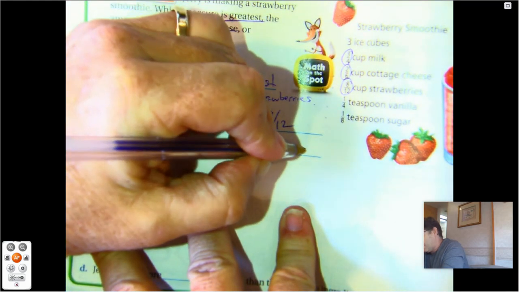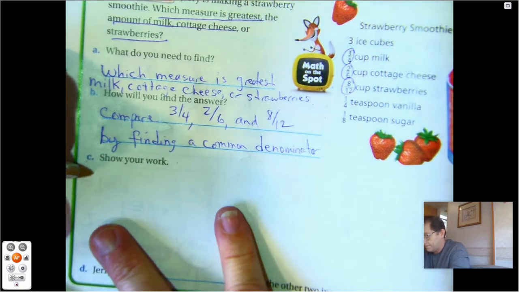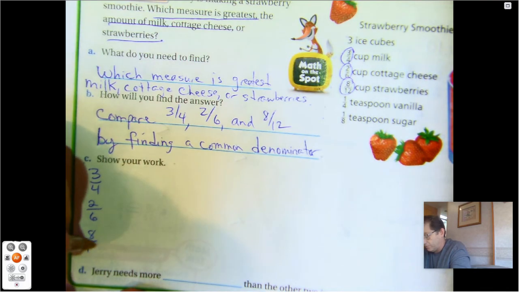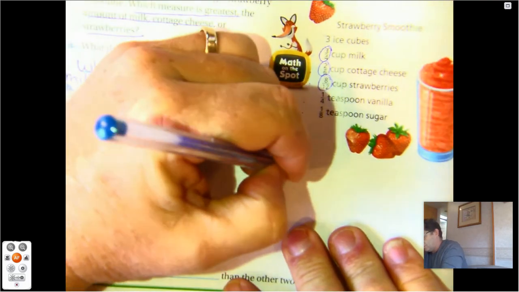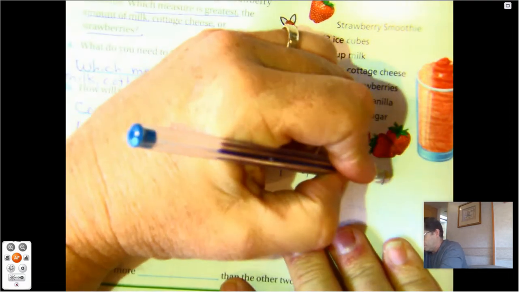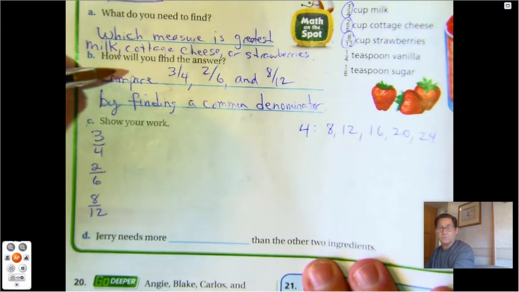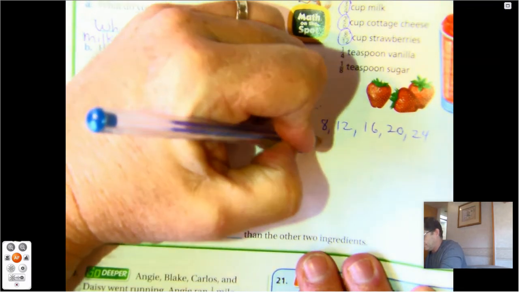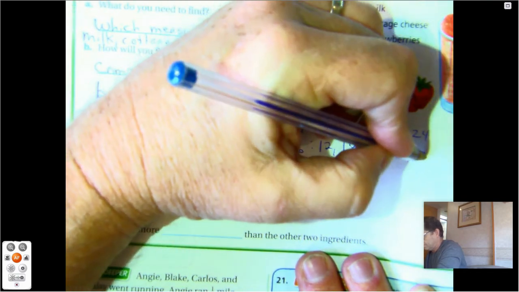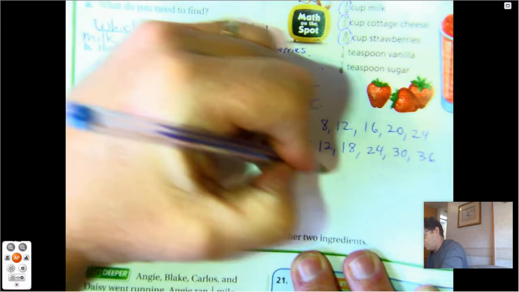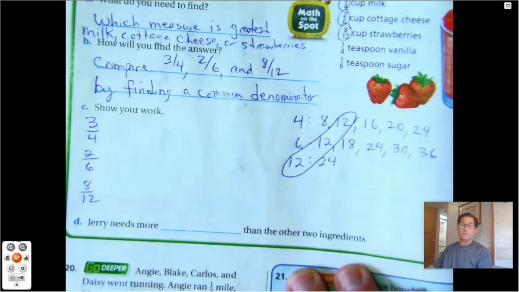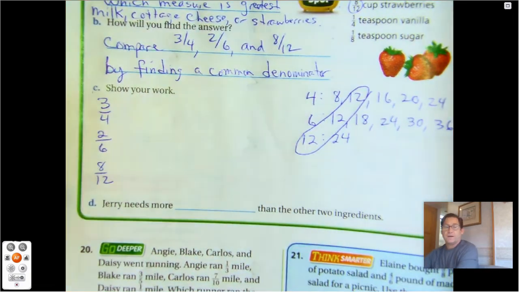Okay. So we have 3/4, 2/6, 8/12. So I'm going to list the multiples of 4. Then I'm going to list the multiples of 6. And last 12. 12, 20. Actually, I'm going to stop right there because I see that 12 is in common to all 3. So I'm going to turn all of these into 12ths so I can compare them easily.